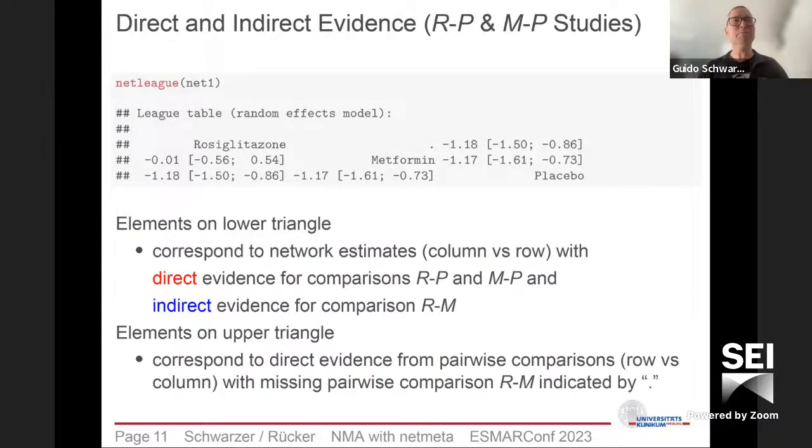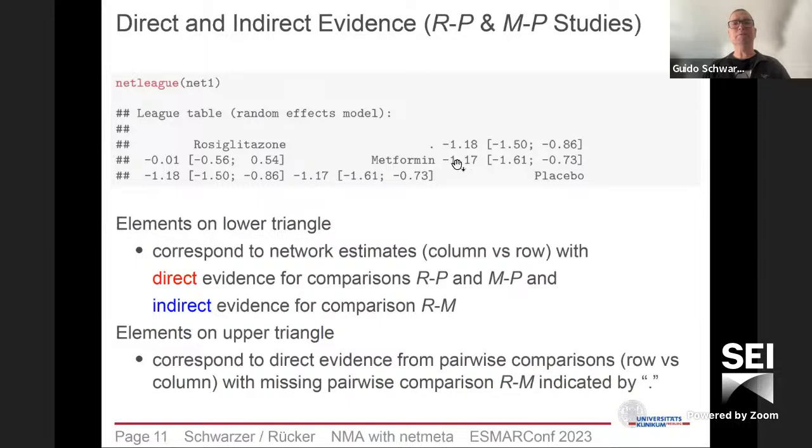And here I would just like to show you the result of this very small network using the net league table, which provides both the result for the direct and the indirect evidence. So in a league table, by default in our package netmeta, what you see in the lower triangle are the network estimates. So these are the results from the network. And in the upper triangle, you see the estimates from the direct comparisons. And here you note a dot, which means there are no studies directly comparing rosiglitazone and metformin that have been included in our network meta-analysis.